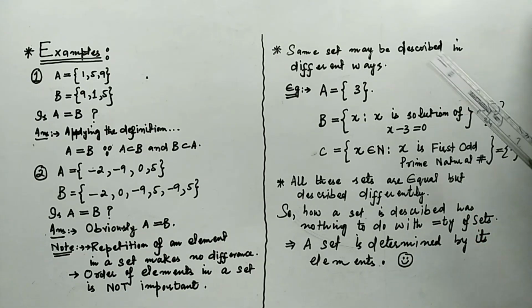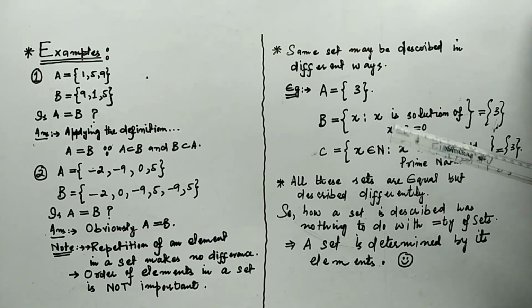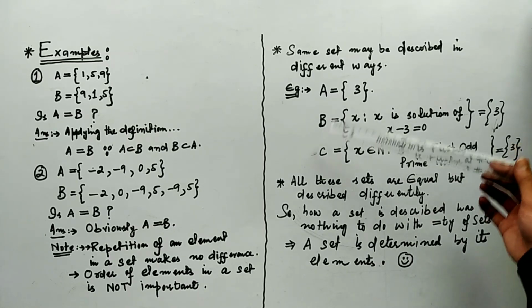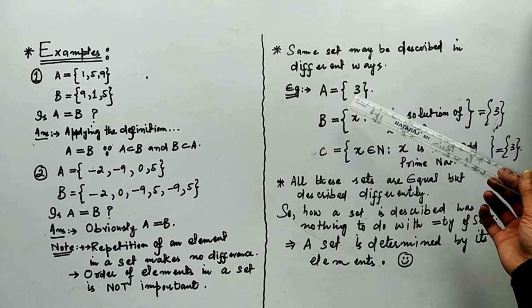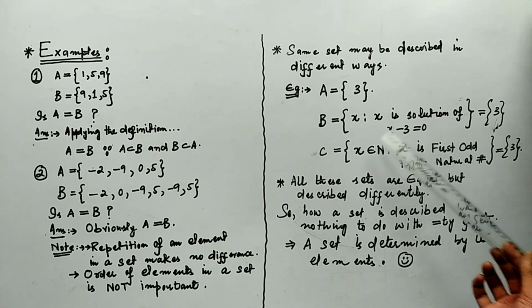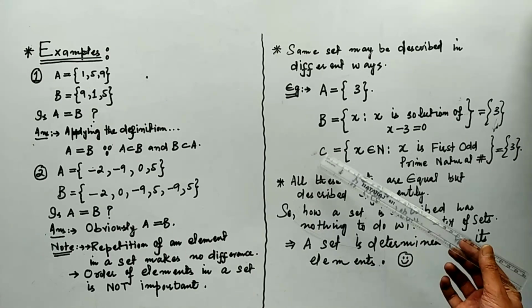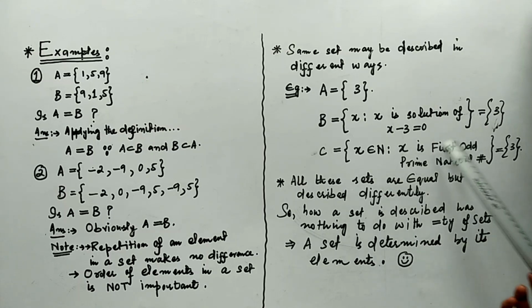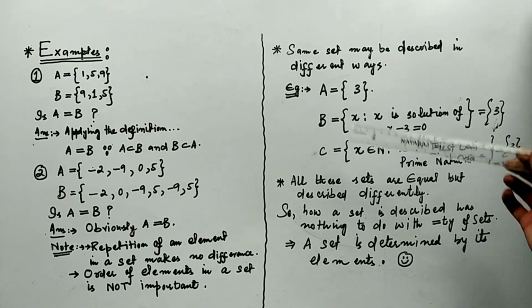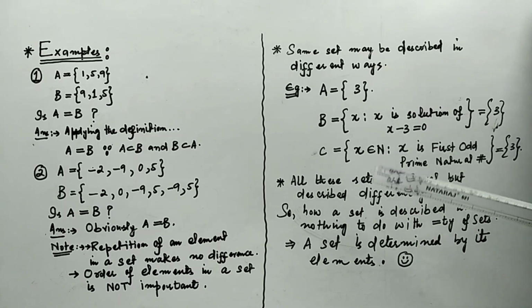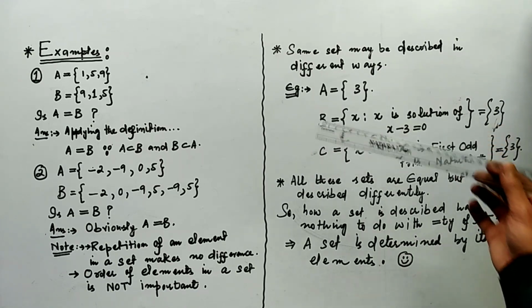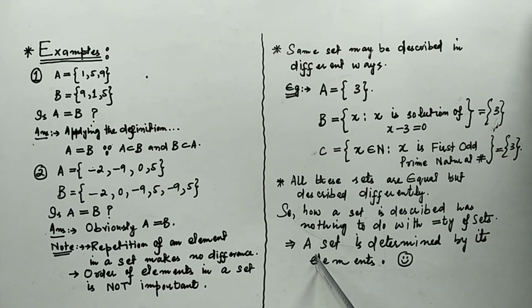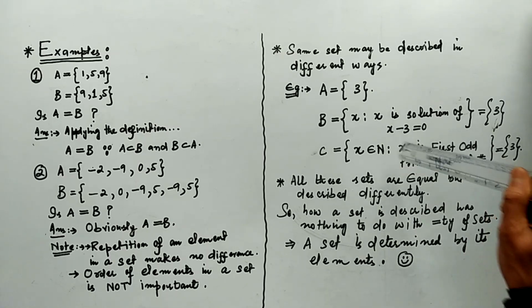Here is another example, and this example will indicate that a set is not changed if it is described differently. Here I have three sets A, B, and C. As you can see, my first set has element 3 as its only element, my set B consists of the solutions to this equation, and the set C consists of those natural numbers satisfying this property. Now, clearly these three sets are described differently, but the question is, is the set A equal to the set B? According to the definition of equality, the axiom of extensionality, these two sets are equal.